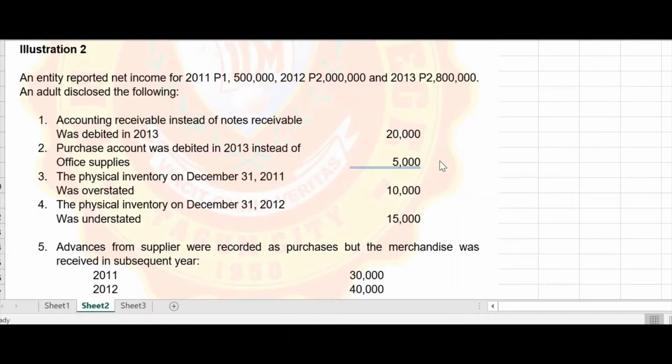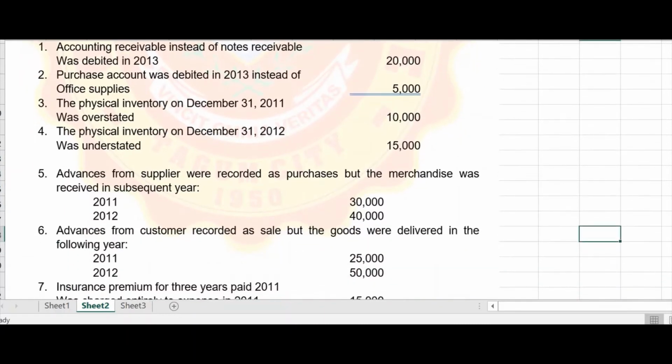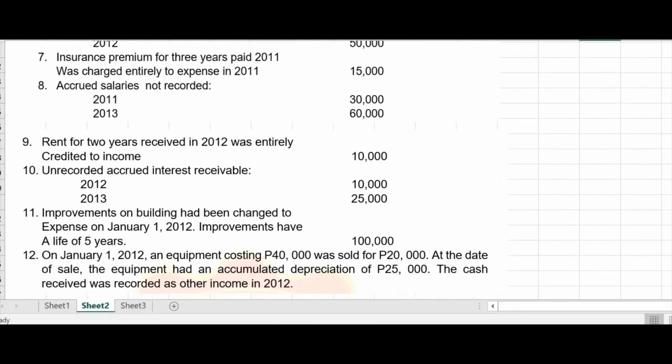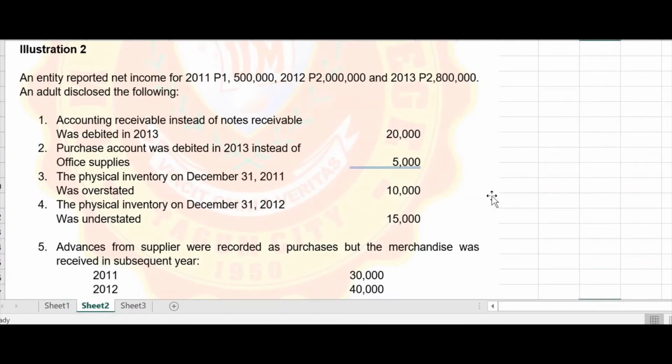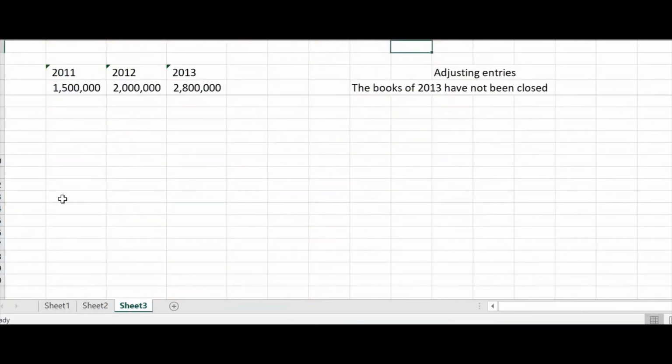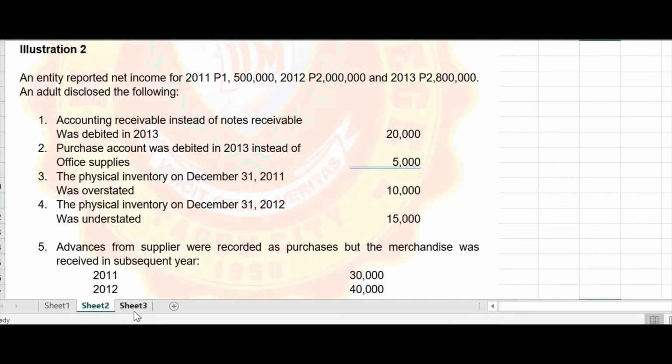Situation 2, no? So, an entity reported net income for 2011 of 1.5 million, for 2012 of 2 million, and 2013 of 2,800,000. Okay? Then we have here following errors, no? We have some errors here, which we are to compute for the adjusted net income for 3 years, and of course, prepare journal entries assuming 2013 books have not been closed. Okay, so we'll start na with our first error.